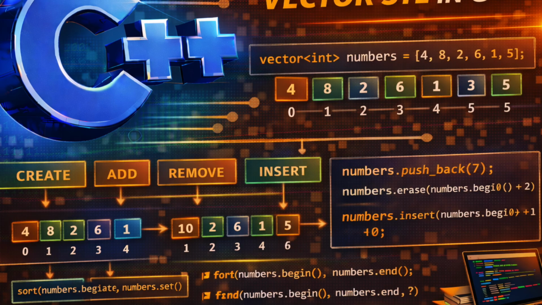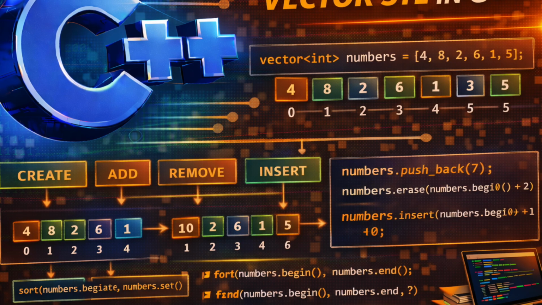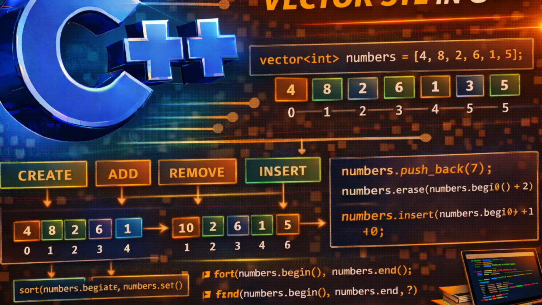And this leads us straight to the vector's most critical performance optimization, geometric capacity growth. Okay. When you use push_back to add an element and the vector hits its capacity limit, it doesn't just ask for one more space. It typically allocates a huge new block of memory, often doubling its current capacity, and then it copies all the old elements over. Hang on, if it's copying all the elements every time it grows, doesn't that make push_back really slow? I thought this thing was supposed to be efficient.